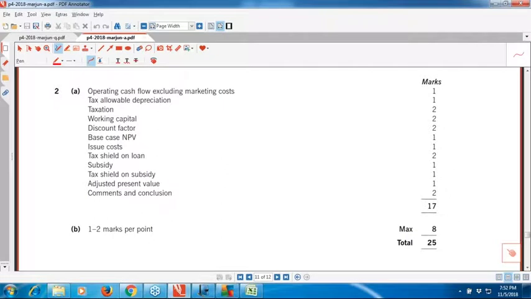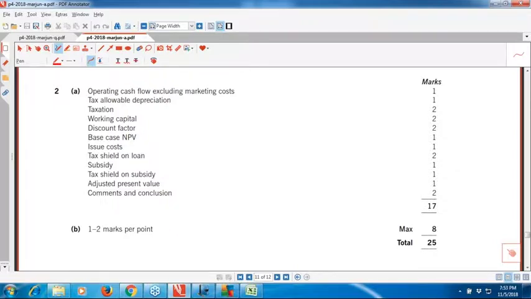So you see, where exactly are you going to get marks? Operating cash flow excluding marketing cost, 1 mark. Tax allowable depreciation, 1 mark. Taxation, 2 marks. Working capital, 2 marks. Discount factor, 2 marks. Base case NPV. Tax shield on loan, subsidy. Tax shield on subsidy. Adjusted present value. Comments and conclusion. So yes, Amartya, there is also a point: the voting rights can be affected because they exercise the shareholding. The voting rights are going to be affected.